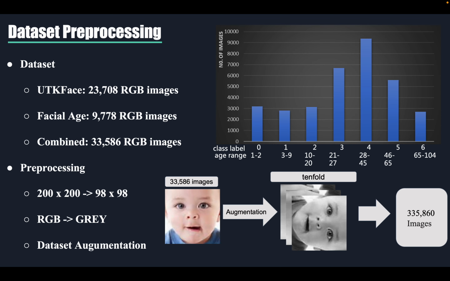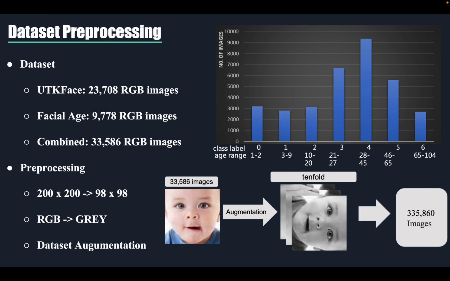To train our age group classifier, we will rely on the UTK face dataset and the facial age dataset. Specifically, the UTK face dataset contains around 24,000 RGB facial images, and the facial age dataset contains around 10,000 RGB facial images. Since both datasets already provide clean frontal facial images standardized to 200 x 200 pixel size, we decided to merge the two datasets together for this project.